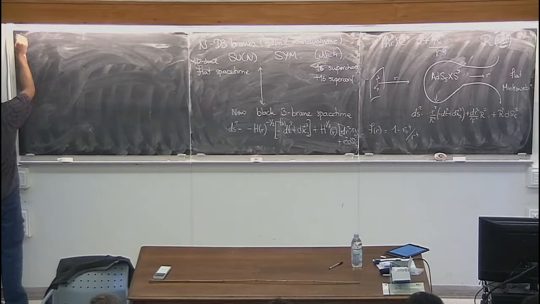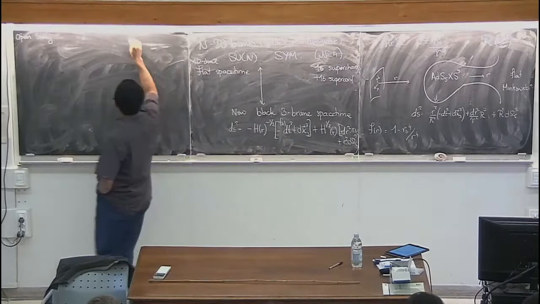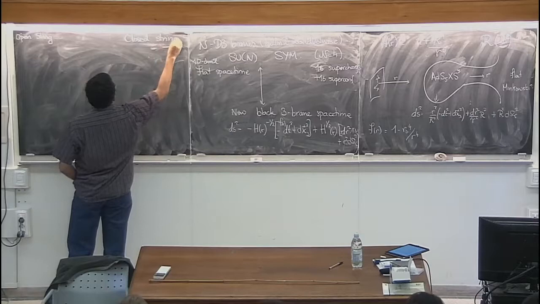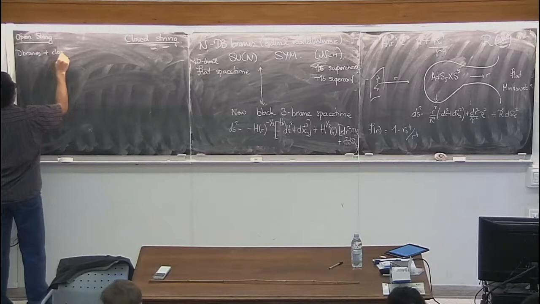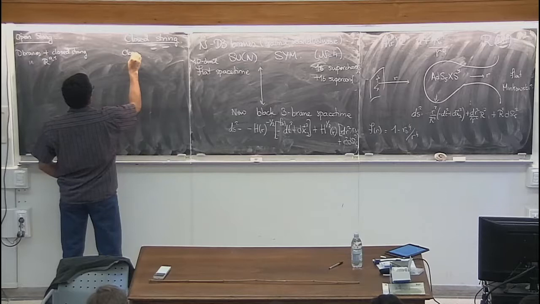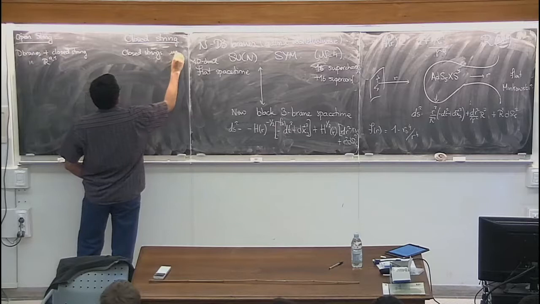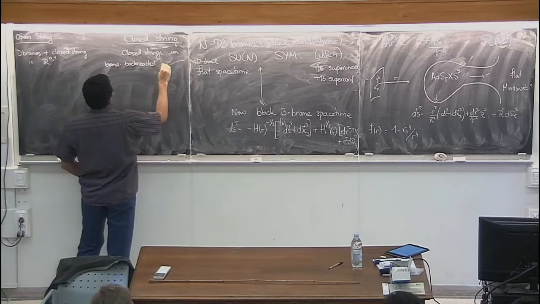Let's take the open string description. So I'll call the left-hand side of this picture the open string description, and the right-hand side the closed string description. So according to me, this was D-branes plus closed strings in flat space. And this was just closed strings in a funny geometry. Let me call it the back-reacted geometry. Maybe the brane back-reacted geometry.